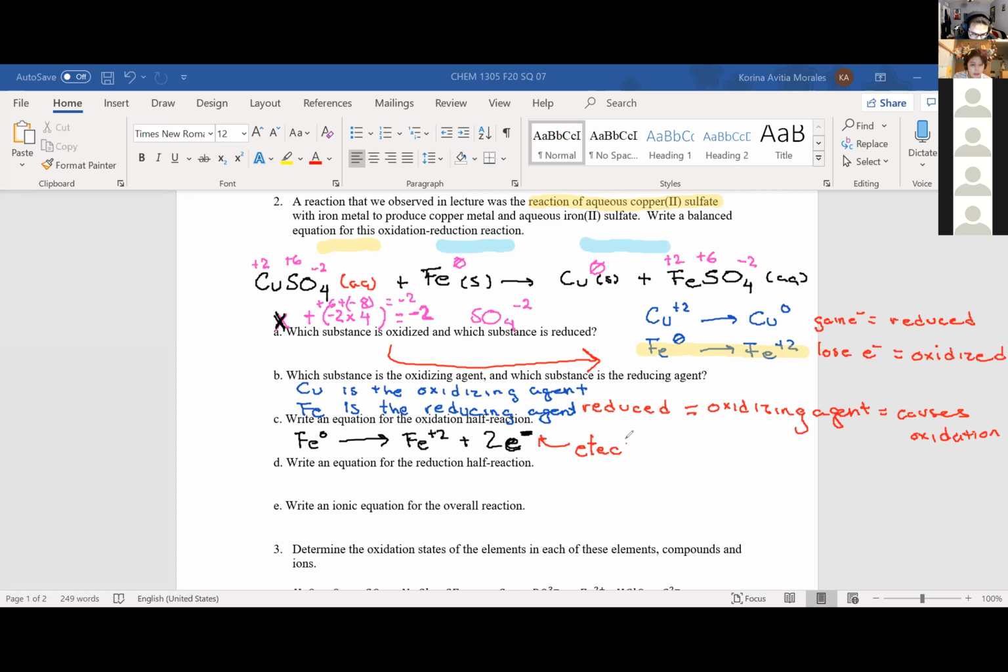Okay. So conversely, what would be the equation? Anybody want to help Moises with this? What's the equation for the reduction half reaction? So isn't it like copper plus 2, then copper 0? I think. Copper 0, right?